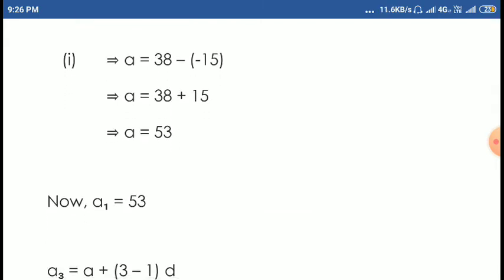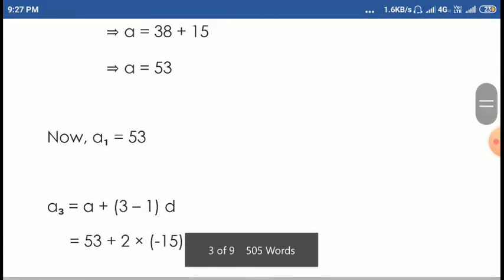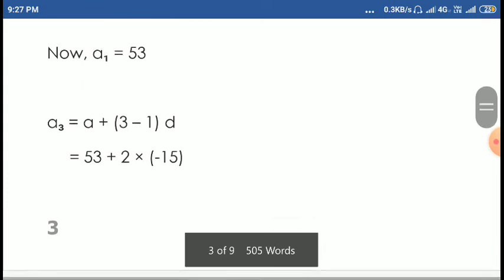Then from equation 1, you can substitute the value of D here. We get A equal to 38 minus, then substituting the value, minus 15. Simplifying, 38 minus minus becomes plus, so 38 plus 15, so A equals 53. In this way we get the first term of this AP, A1 is equal to 53.